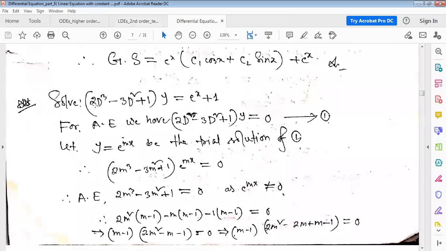Now another: 2D cube minus 3D square plus 1. For this type of auxiliary equation, what will it be? Just the right-hand side, with the left-hand side equal to 0. Then we take the trial solution y equals e to the power mx.